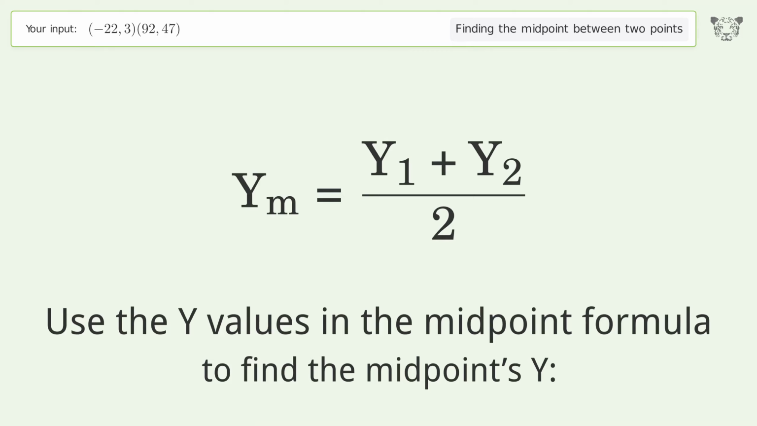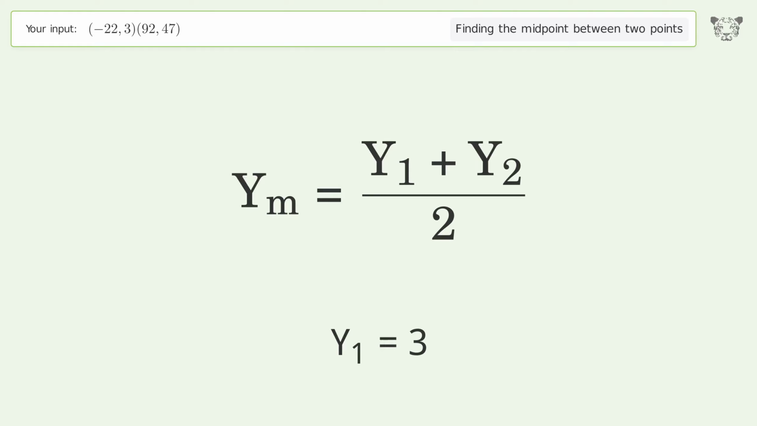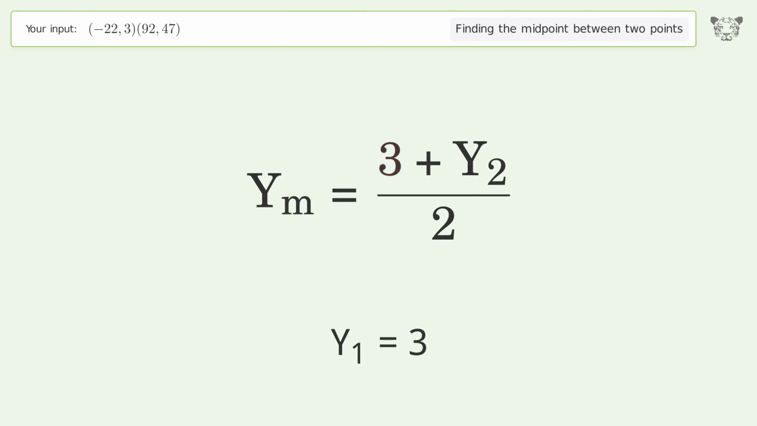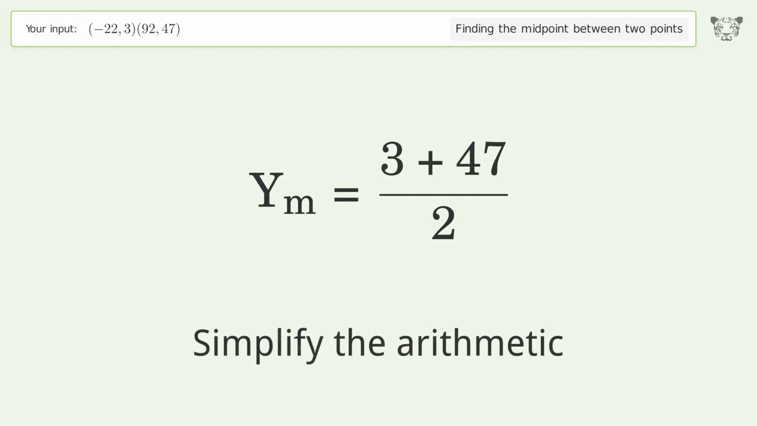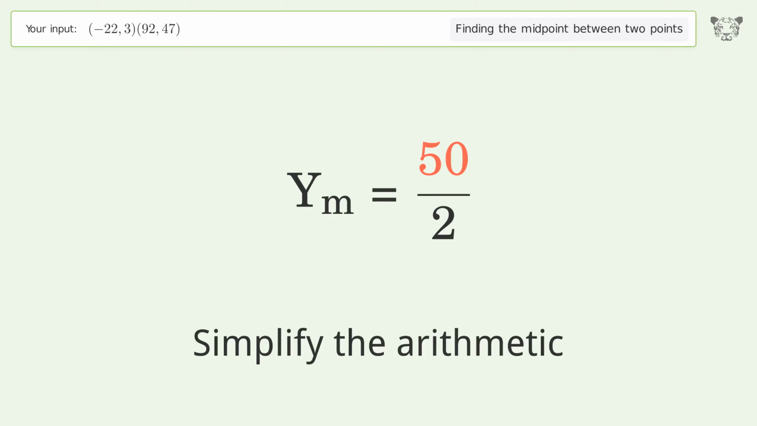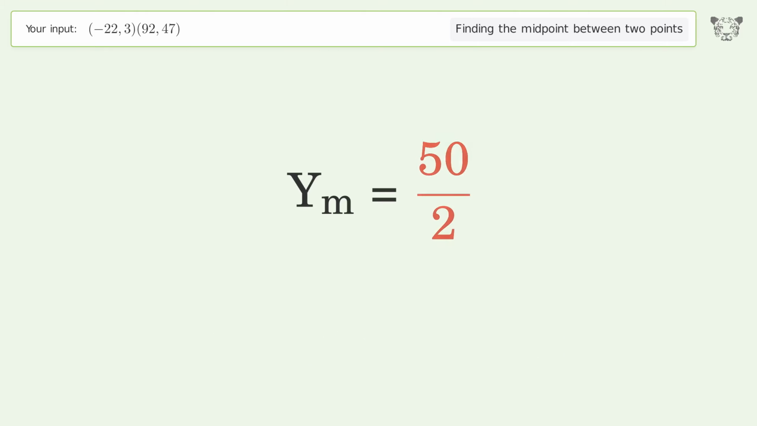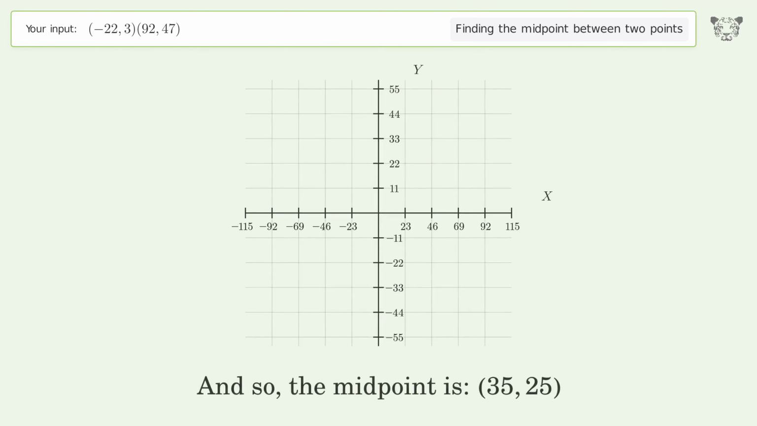Use the y values in the midpoint formula to find the midpoint's y. y1 equals 3. y2 equals 47. Simplify the arithmetic. And so, the midpoint is 35,25.